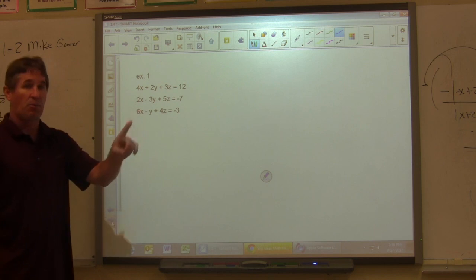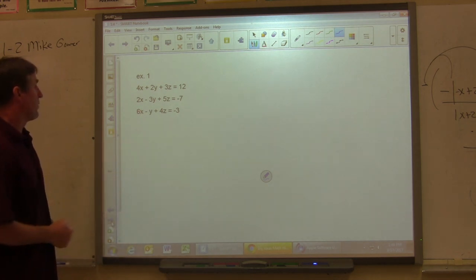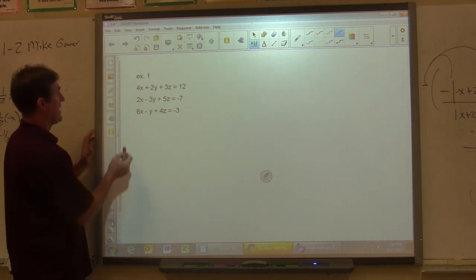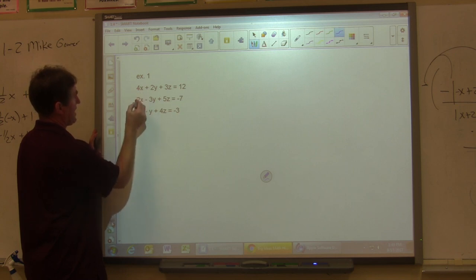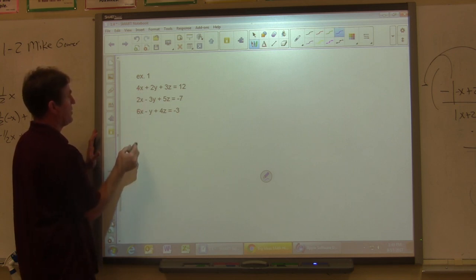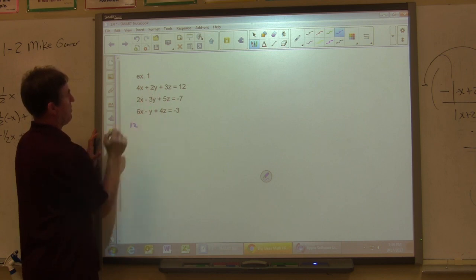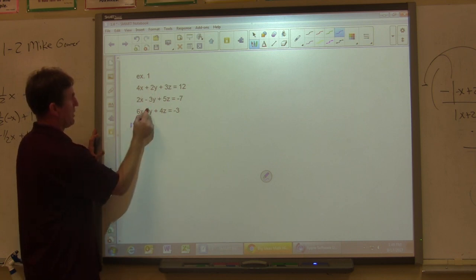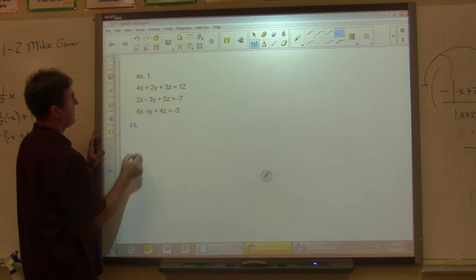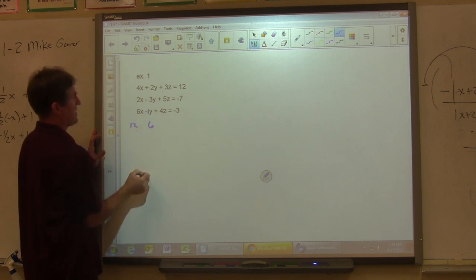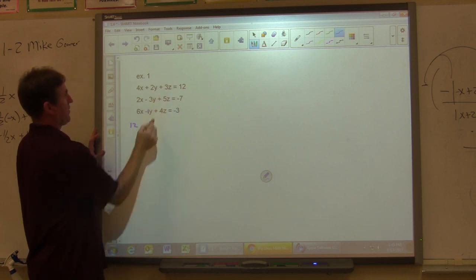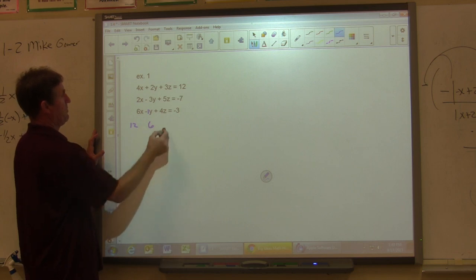So again, step one, we're going to choose what variable we want to get rid of. In this case, I would look at the x's. The first thing that 2, 4, and 6 all go into is 12. The first thing that 2, 3, and 1 all go into, again, there's no coefficient here so it's considered to be a 1, would be 6. And the first thing that 3, 5, and 4 all go into would be 60.